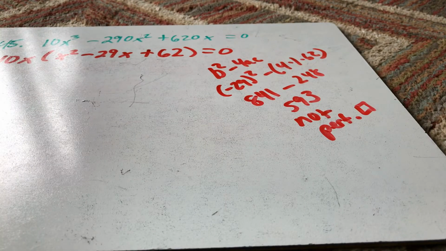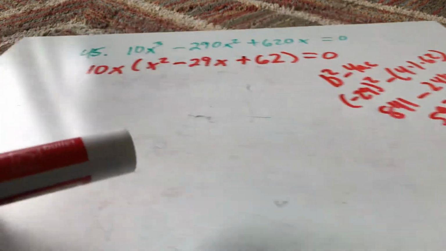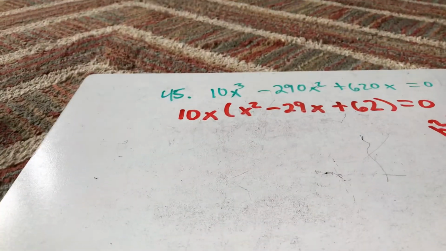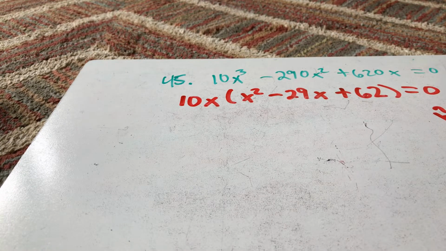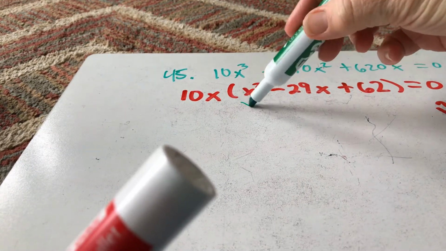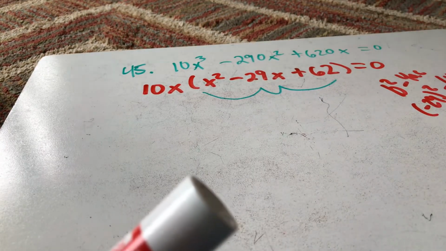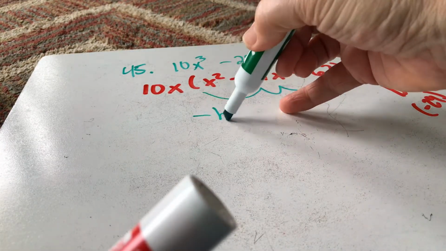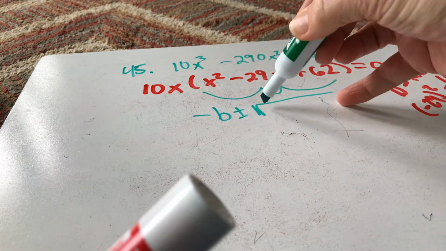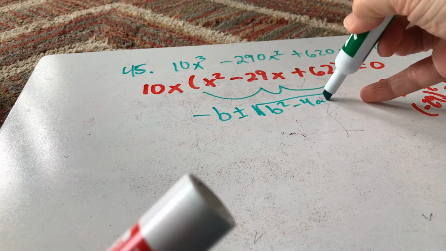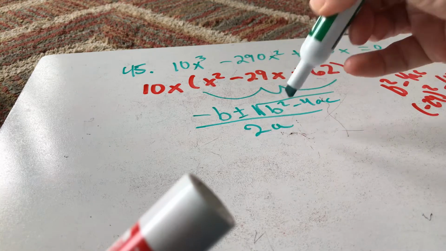Not a perfect square. That means it's not factorable. If it's not factorable, you must use the quadratic formula in order to solve your equation. So, quadratic formula only for this part.